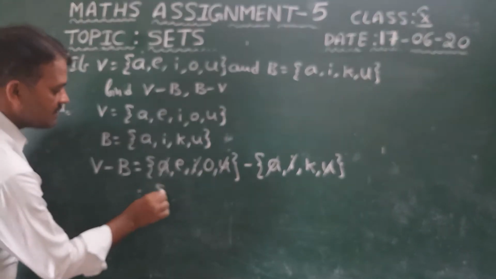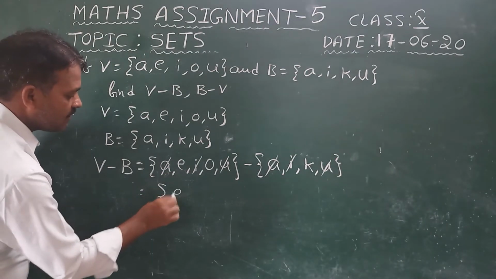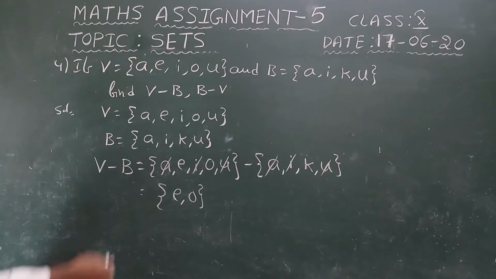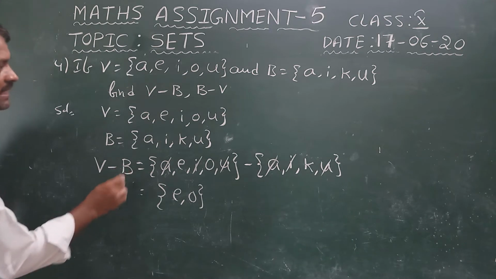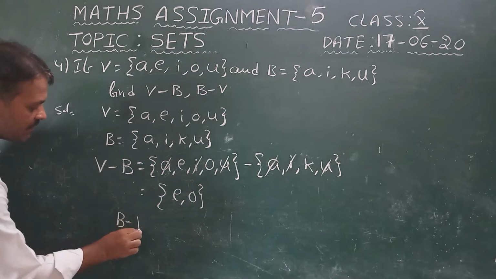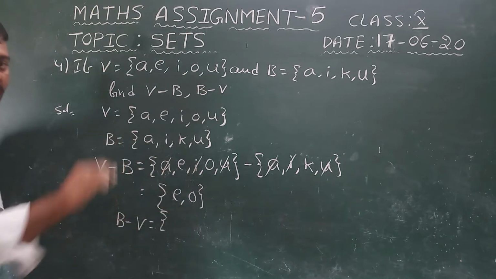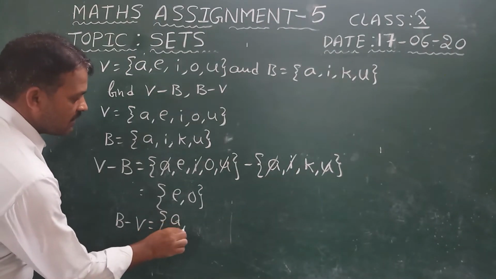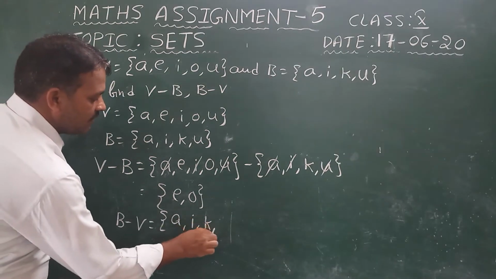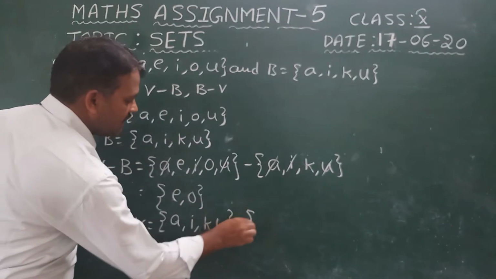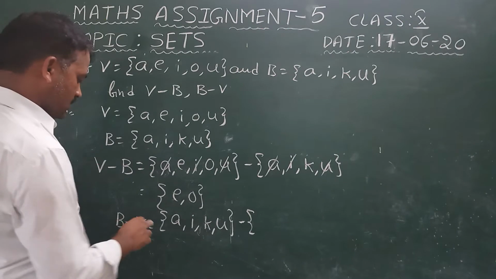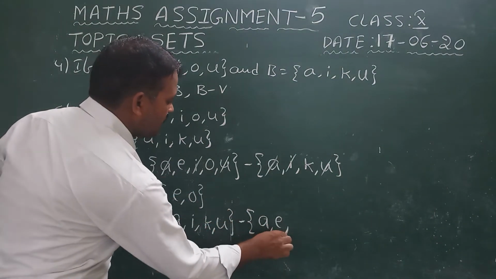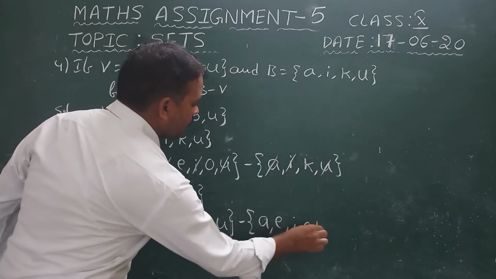Only V. So here the set E, O are left. E, O are left. So similarly B minus V. B minus V means here set of B is A, I, K, U minus set of V is A, E, I, O, U.